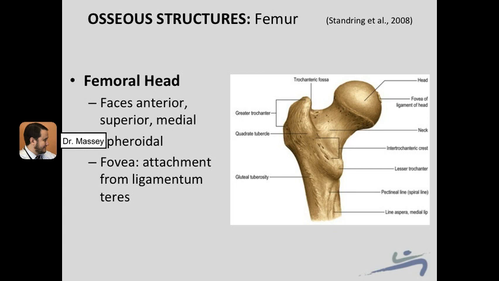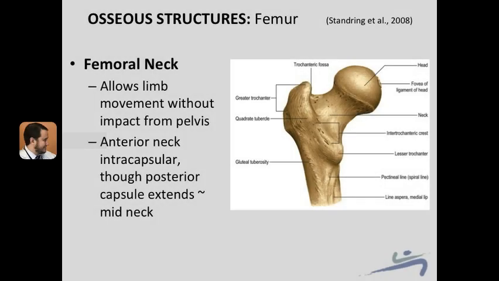The femoral head in the normal anatomic position is going to face in the anterior, superior, and medial directions. It's sphere-like, not a perfect sphere, hence spheroidal. And a nice smooth articulation surface there with the exception of the little fovea here for attachment of the ligamentum teres. And this is the proximal femur.